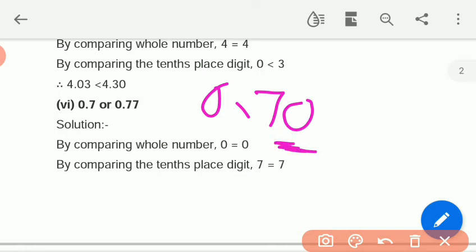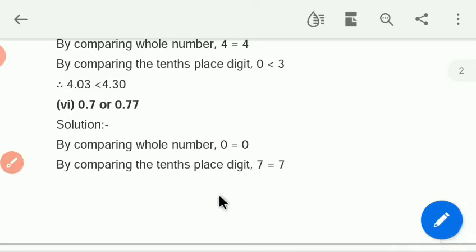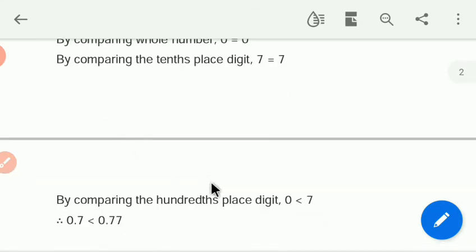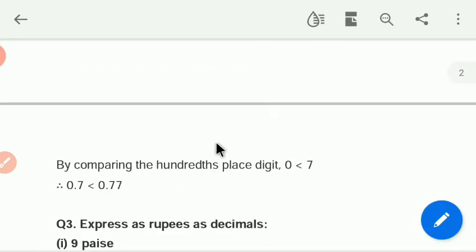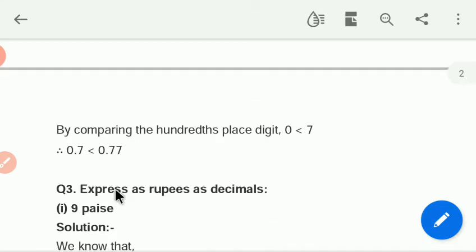Now we have to compare 0.70 and 0.77. If you can see, the whole number and the 10th place digit both are equal. Now I'll proceed to the next place. Now I'll compare the 100th place digit. Here no number is given, it means it is 0, and here it is 7. So you can see that 7 is greater than 0. So 0.7 is less than 0.77.